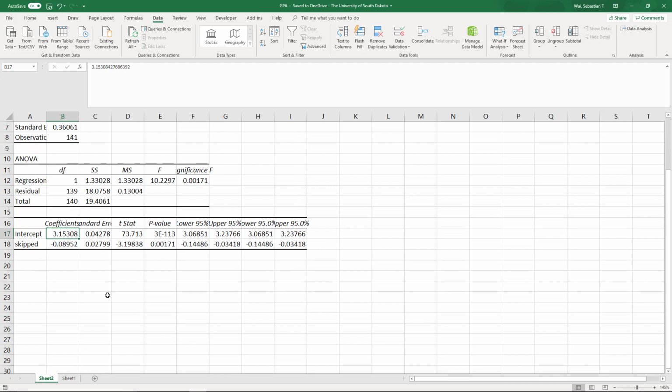Our baseline here is 3.15. That would tell us that our prediction for GPA if you skip 0 classes is 3.15, and the more classes you skip, the lower that predicted GPA is going to go.